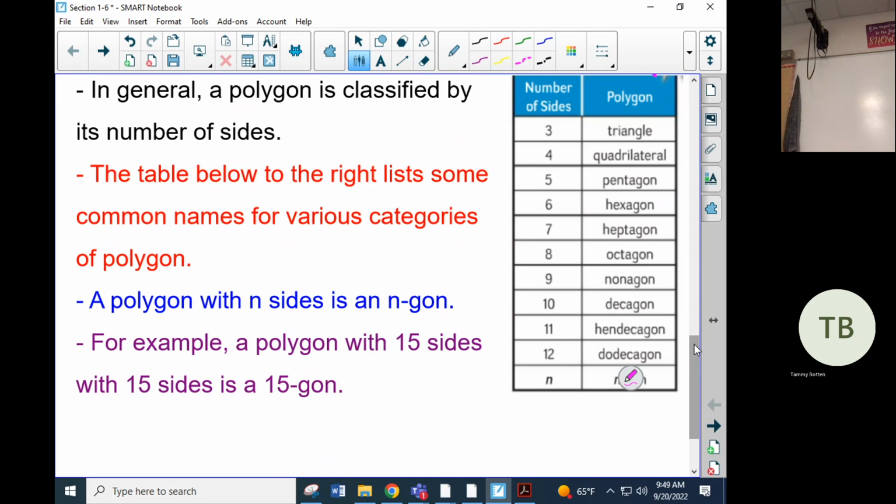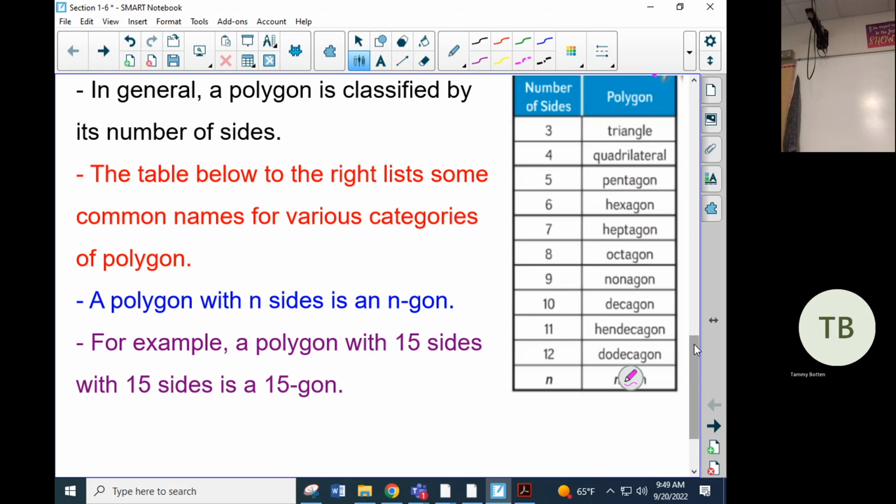We all know 3 sides as a triangle. 4 sides is a quadrilateral. So don't think of 4 sides as being a square or a rectangle. The general term or the generic term for 4 sides is a quadrilateral. 5 sides, I think you all know, is a pentagon. 6 is a hexagon. 7, you may not know, is a heptagon.